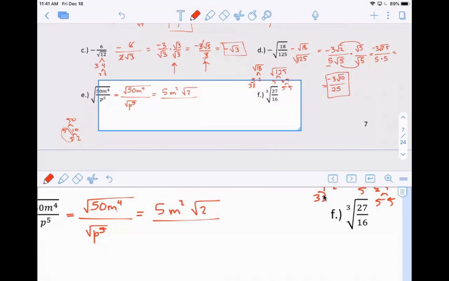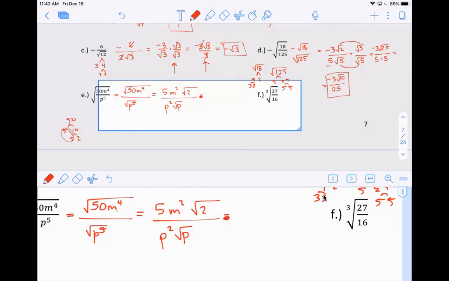P, I have 5 P's. Looking for groups of 2 here, so I have P squared. Unfortunately, I have another root P, which means I am going to need to rationalize this. It didn't end up just simplifying out. If I had P to the 6th on the bottom, it would simplify out to P to the 3rd. I'd be done. Unfortunately, that's not the case here.